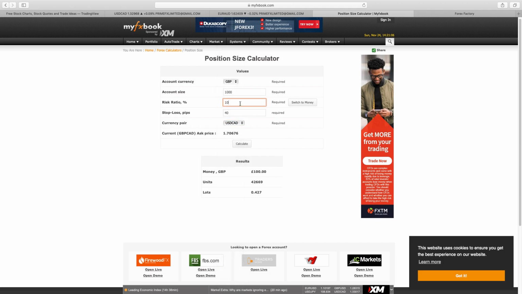Okay, let's just say we've got a £1,000 account. We want to risk 1%, and we're using a 33 pip stop loss. Now this is going to calculate which lot size I should be using. So it's telling me I should be using 0.052. So yeah, I know that you can't do 0.052 on MetaTrader 4, so I should be using 0.05, only risking £10 as a stop loss, on an account size of £1,000.